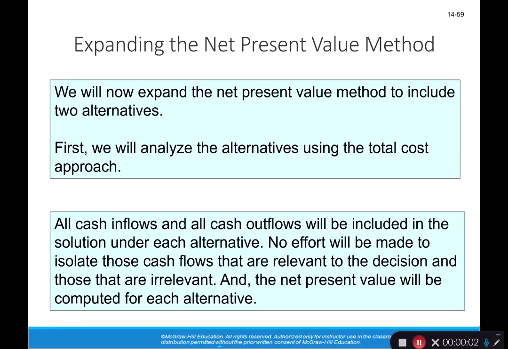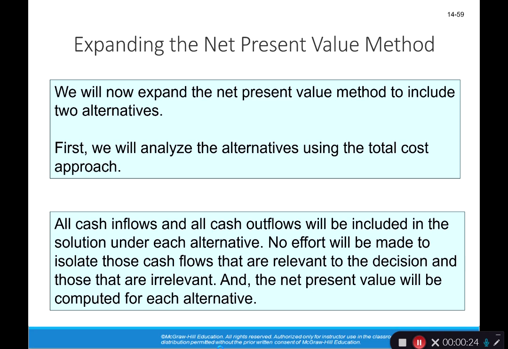In this segment of the video, we're going to go through some additional net present value calculations. So we're going to expand our net present value knowledge, including looking at choosing between different alternatives. All cash flows and all cash inflows have to be included in the solution under each alternative.